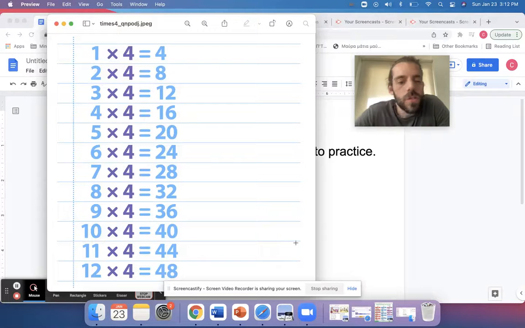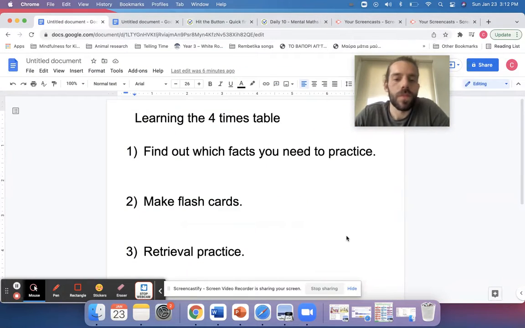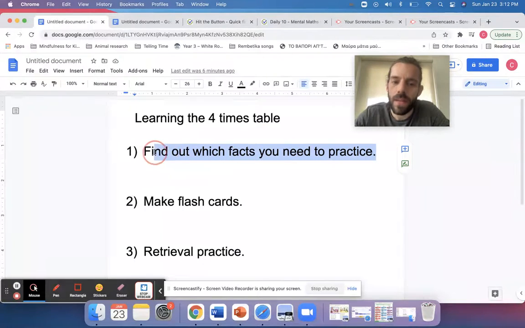So for those of you who still don't know it yet, don't worry. I've got some ideas to help you. The first thing you need to do is figure out which facts you need to practice. Which four times table facts do you need to practice?